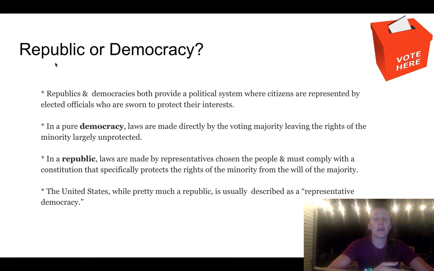Okay, so if it's a pure democracy, laws are made directly by the voting majority. So everyone gets to vote on all the laws. That means the minority often are unprotected.